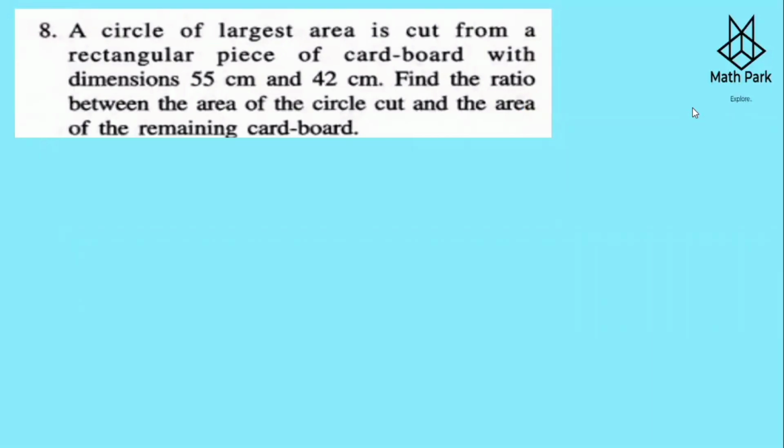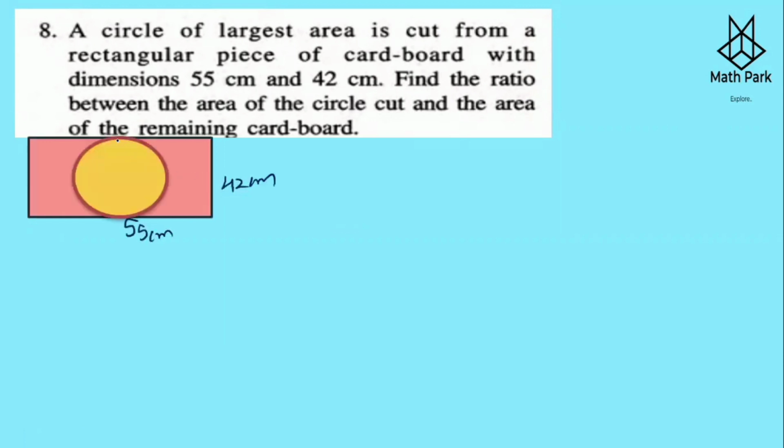A circle of largest area is cut from a rectangular piece of cardboard. So you have a rectangular piece of cardboard with dimensions 55 centimeters and 42 centimeters, and a circular piece is cut. So the diameter of this circle is 42 centimeters, and the radius is 21. Find the ratio between the area of the circle cut and the area of the remaining cardboard.